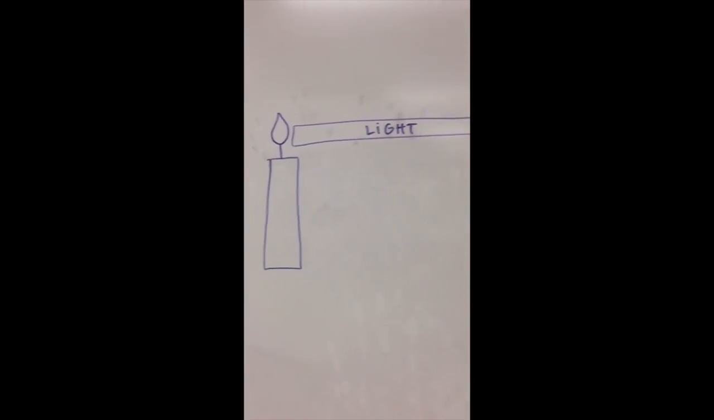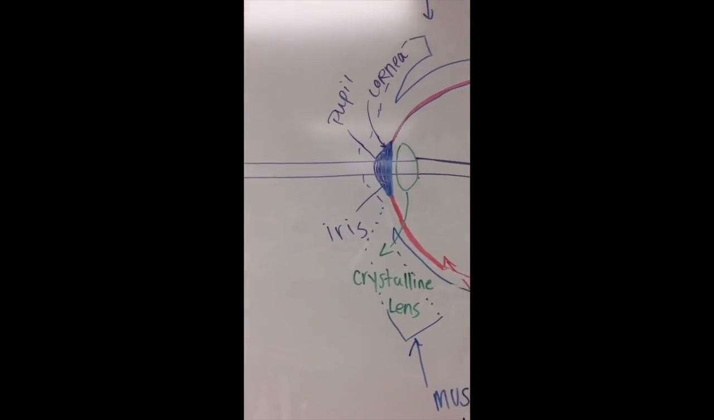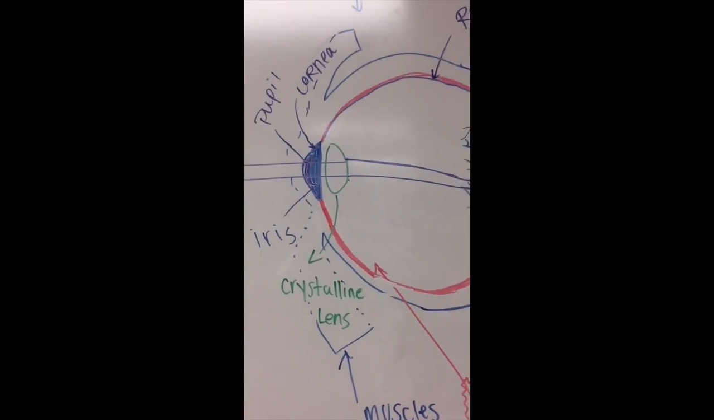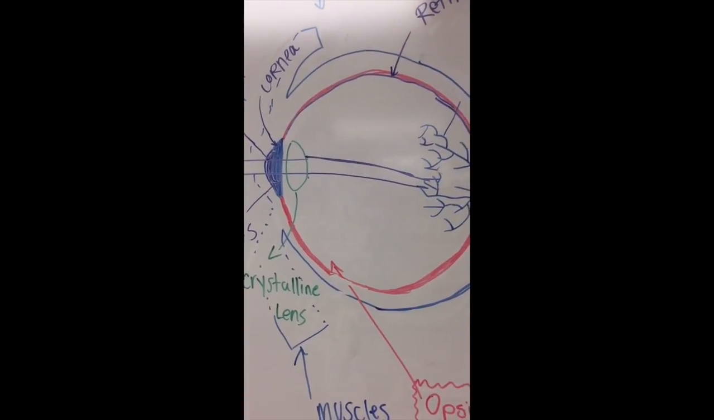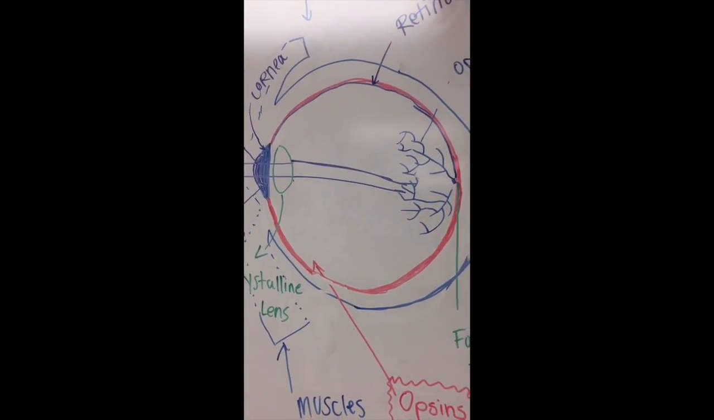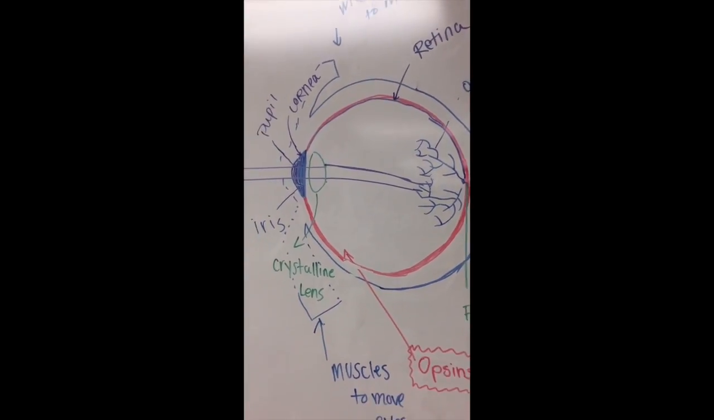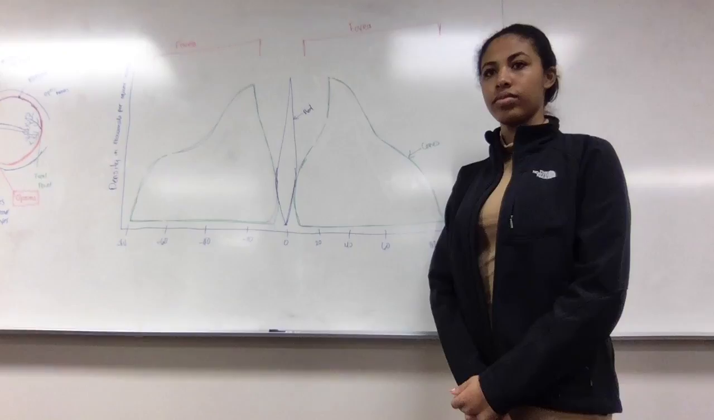Light rays enter the eye through the cornea, the clear front window of the eye. The cornea's refractive power bends the light rays in such a way that they pass freely through the pupil, the opening in the center of the iris through which light enters the eye.